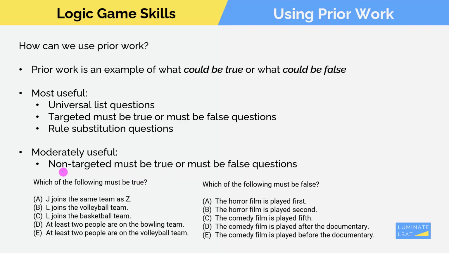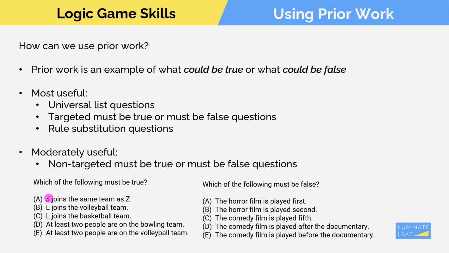So here we have some examples, and I want to discuss why using prior work on this kind of question can be useful, but it can also just get in the way. So let's say we're asked which of the following must be true, and we are doing a grouping game involving people joining different sports teams. Now, most of the time, if this kind of question is asked, a non-if must be true question, the answer is going to be an inference that we could have made at the beginning of the game. Or while we were working through other questions, we may have stumbled on this inference.